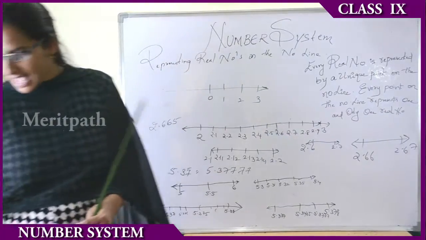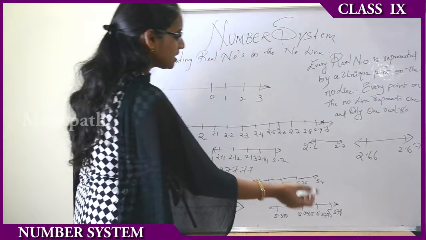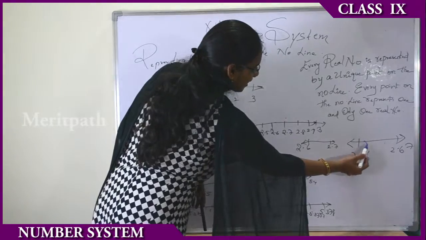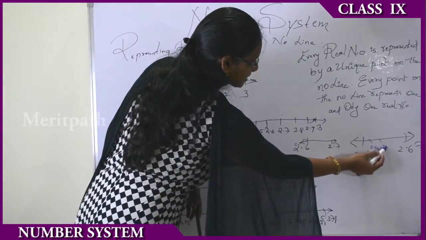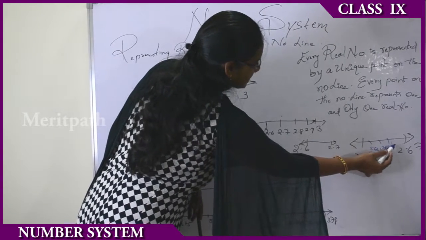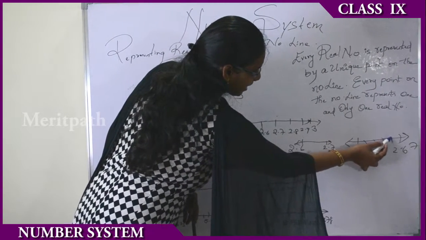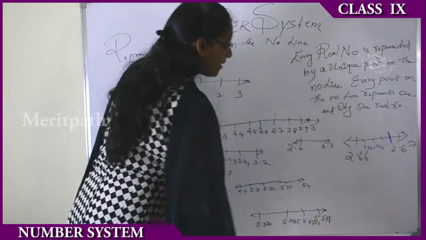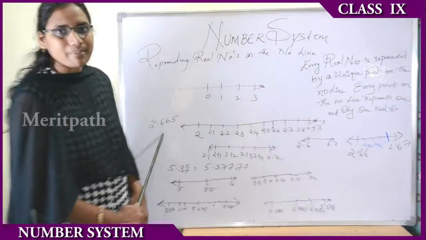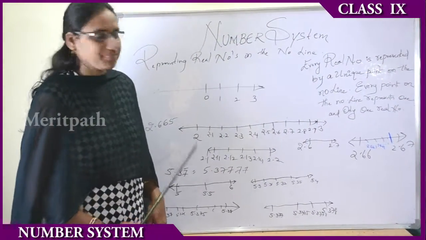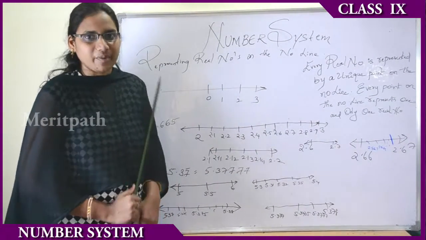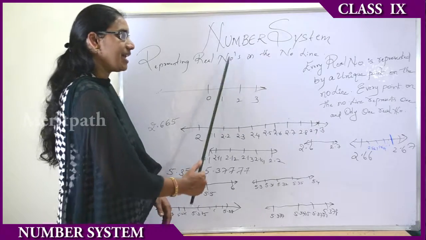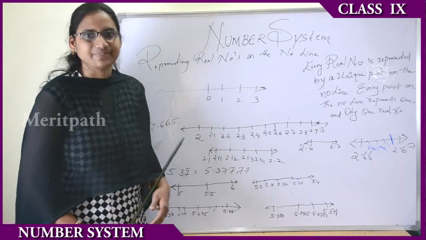It will be exactly in the position where we get 2.661, 2.662, 2.663, 2.664 and 2.665. Exactly there the position of our number is located on the number line system, at 2.665. Thus, we are identifying or representing each real number on the number line system.